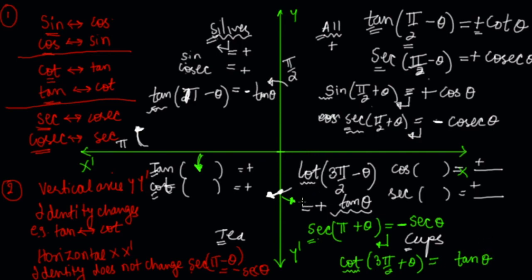Now the question is about the sign. Now All Silver Tea Cups, and cup stands for cos or sec. Who should be on the left hand side of equality? It should be cos or sec. If they jump, then the answer is positive. It's neither cos nor sec, it's actually cot, so the answer should be minus tan theta.